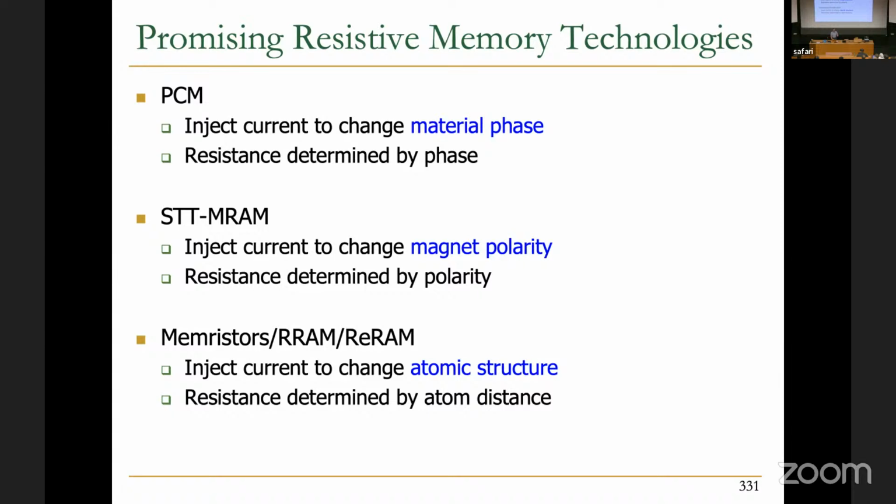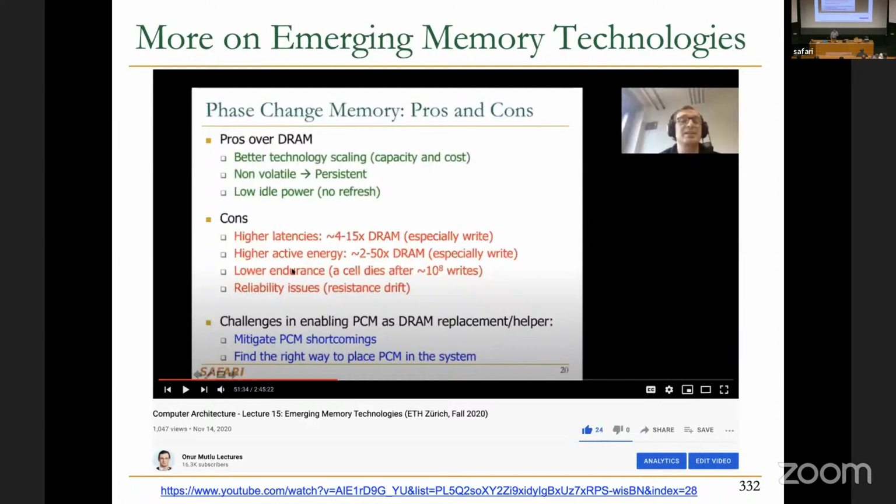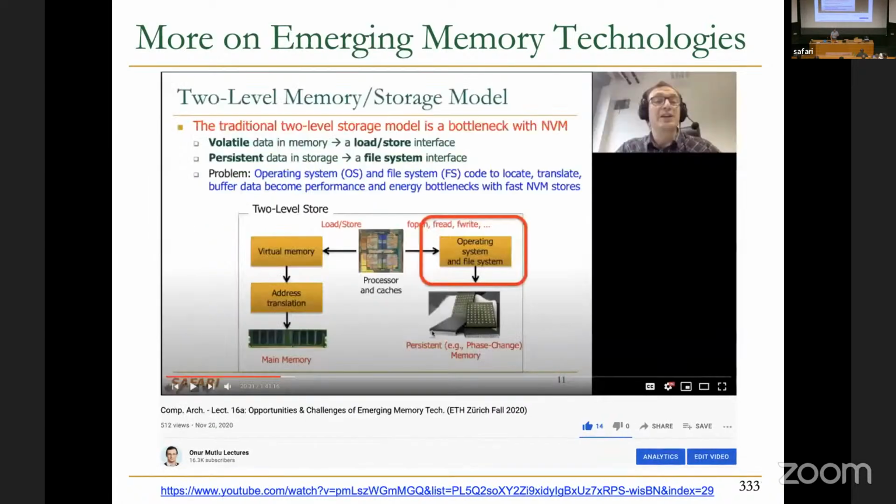But this is a very different way of reading and writing again, right? On the other hand, memristors, RRAM, ReRAM, I group them together here. And there are other technologies that I omit here. But you usually inject current to change some sort of atomic structure, and resistance is determined by the atom distance. Right? Again, I will not go through this in a lot of detail, but we have a lot of lectures on this topic that I will refer you to.